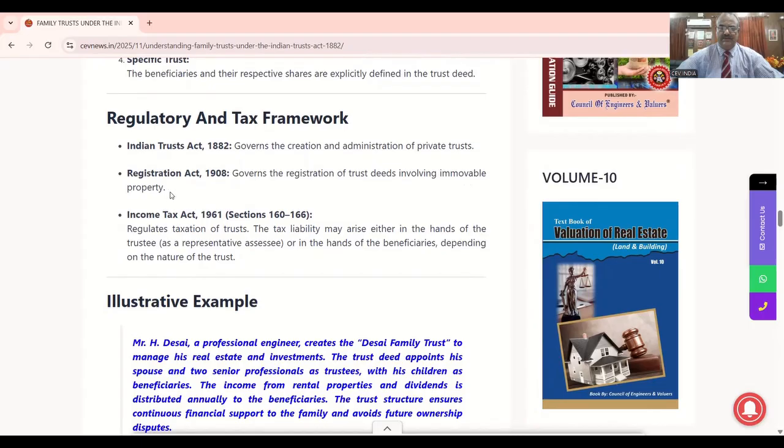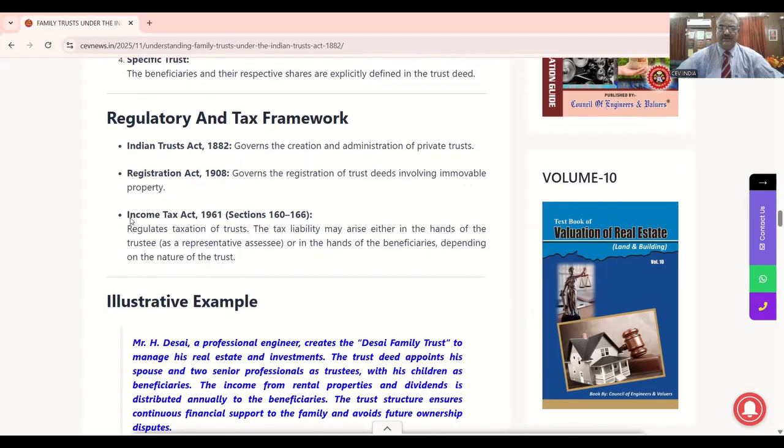We have already discussed that if in the trust there is any immovable property, then it is mandatory to register it under the Registration Act 1908. Then Income Tax Act 1961, Section 160 to 166, and amended accordingly.